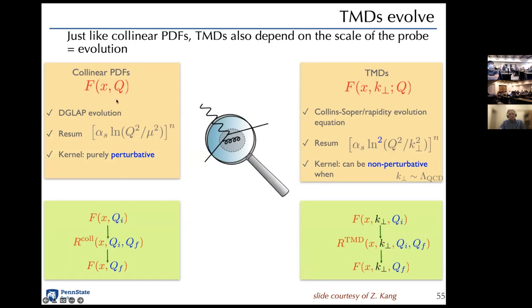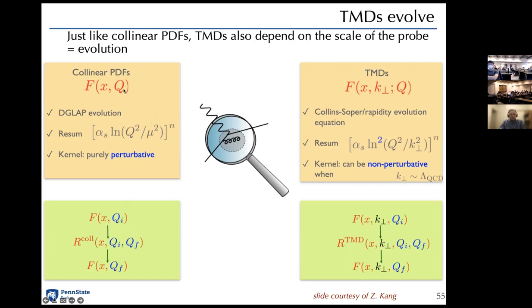So just like collinear PDFs, TMDs, of course, also depend on the scale. For collinear PDFs, of course, the DGLAP evolution can also be seen as a resummation. They resum the single logarithms of Q squared over mu squared. And the kernel, what's interesting, is purely perturbative. If we start from an initial scale, which is perturbative, and we go to the final scale, our kernel will depend on these two scales, and it can be calculated perturbatively.